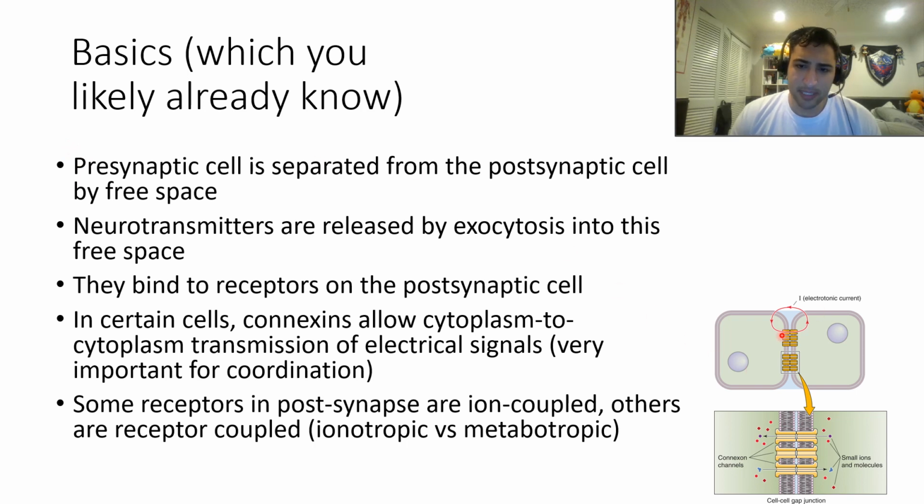The presynaptic cell is separated from a postsynaptic cell. So you have your presynaptic cell, your synaptic cleft, which is this empty space, and then a postsynaptic cell. The presynaptic cell is separated from the postsynaptic cell by free space, and neurotransmitters are going to be released by exocytosis into this free space and then bind on receptors.